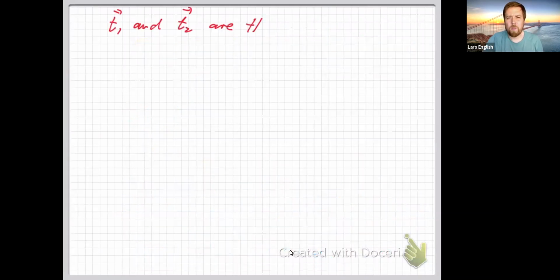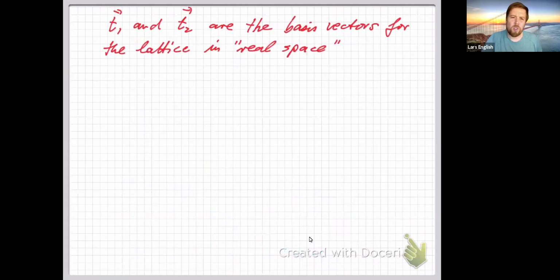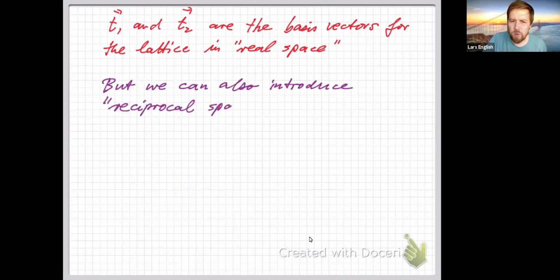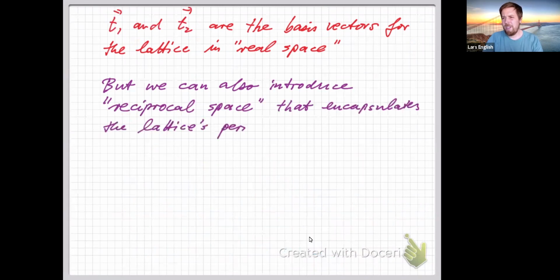All right, so you can say that T1 and T2 are the basis vectors for the lattice in real space. Why do I say real space? Well, you guessed it, there's got to be some other space to contrast it with, and that space is called reciprocal space, also often called K space. It encapsulates the lattice's periodicity. Concisely stated, it is an encapsulation of the various periodicities that the lattice displays.